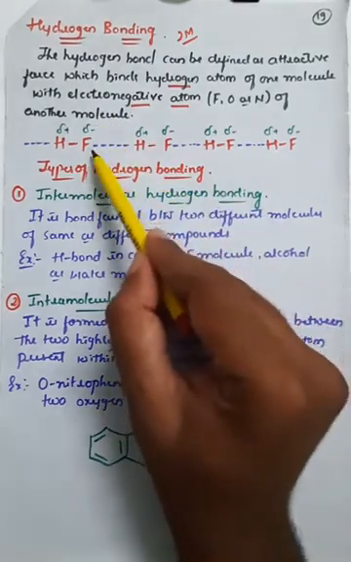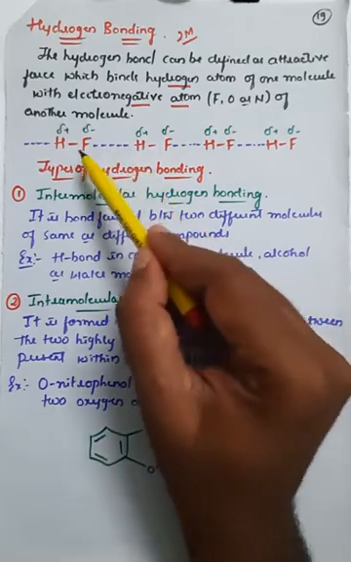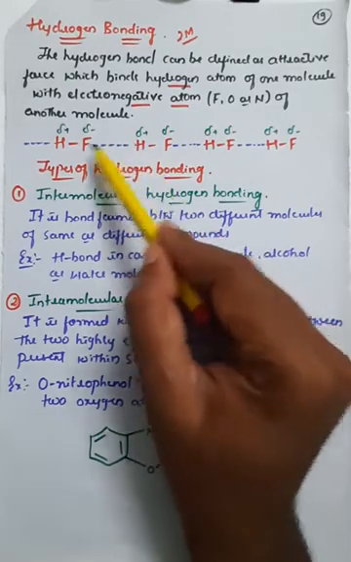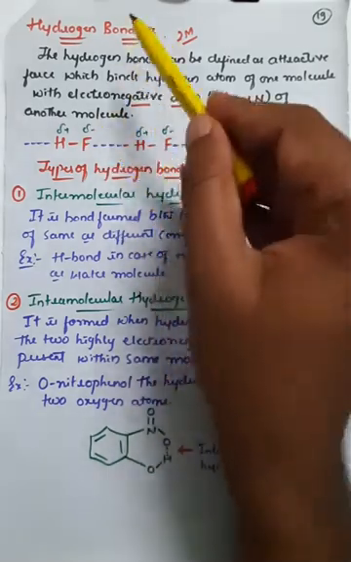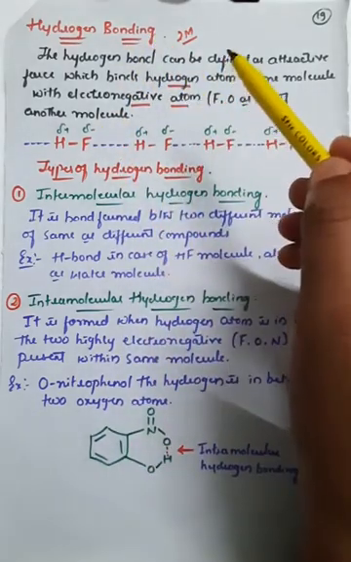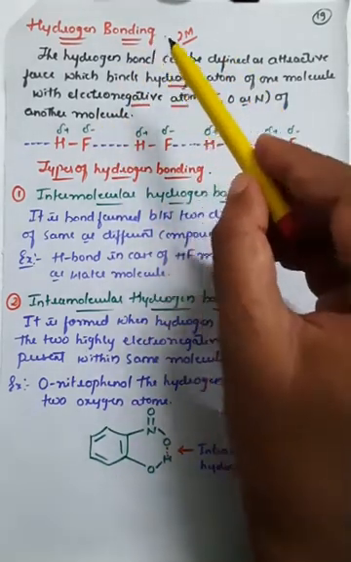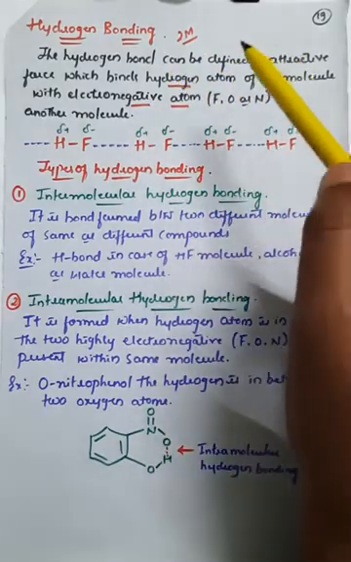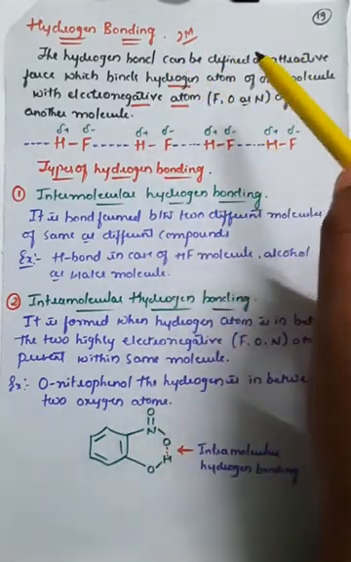Further, here you can observe there is a dotted line which represents the bond formation between fluorine and hydrogen. This bond is generally called hydrogen bonding. Understand? It's a very simple concept. So hydrogen bonding is nothing but the bond formed between hydrogen and an electronegative atom, right?